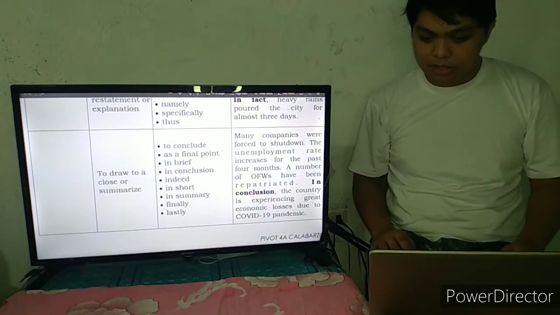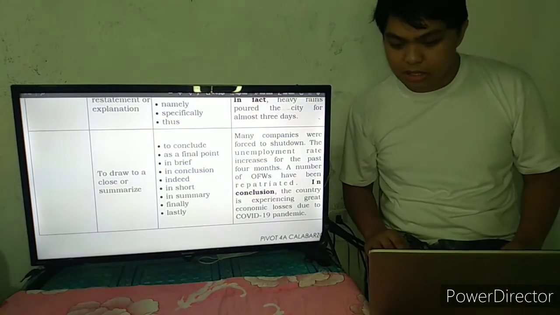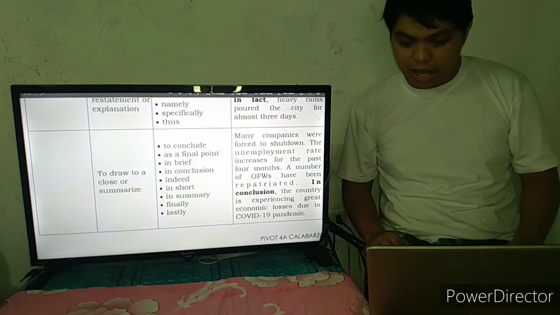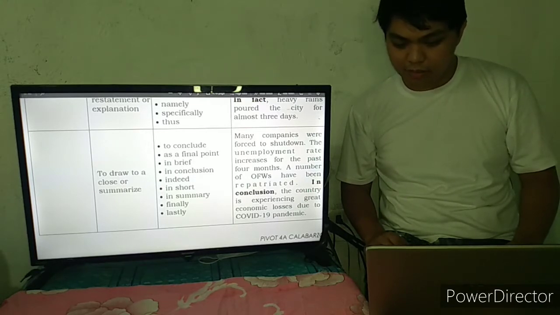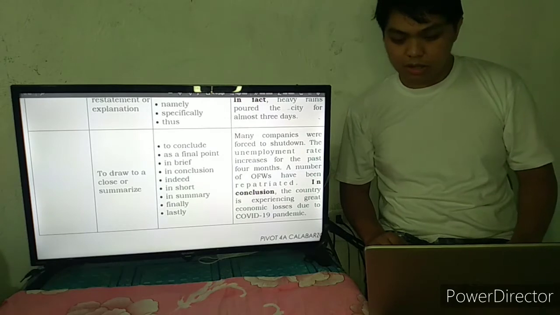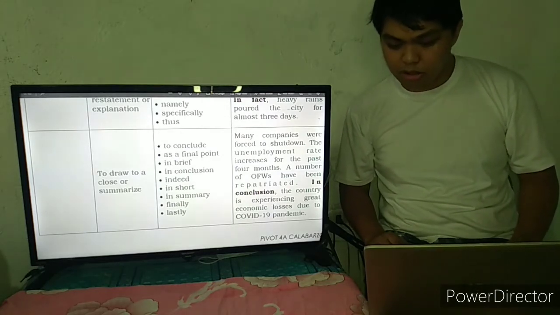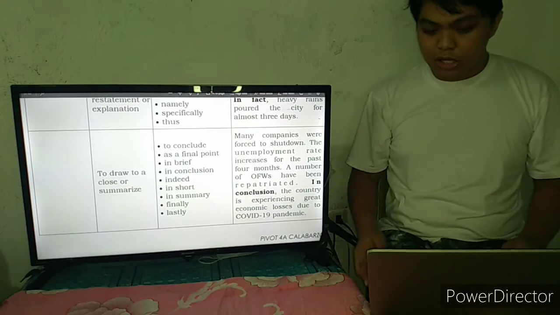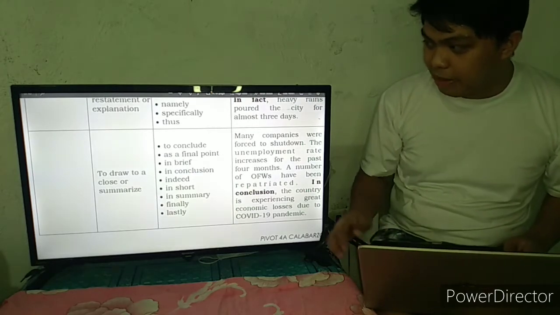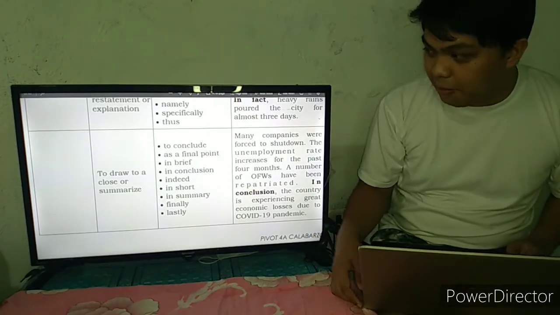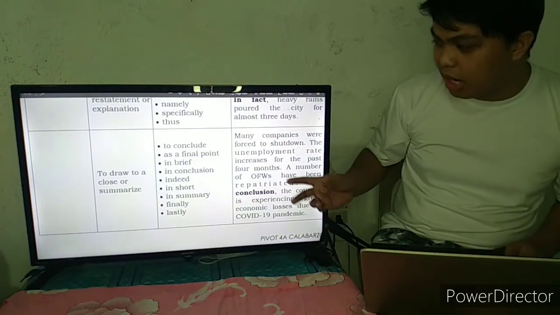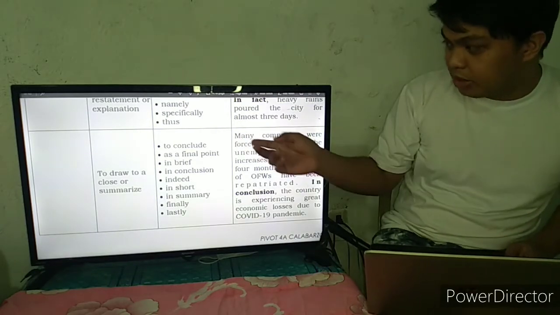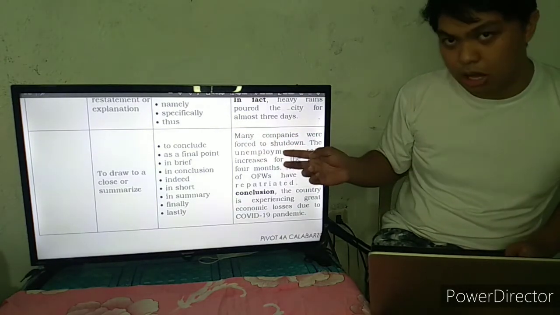So, for example ng sentence is, many companies were forced to shut down. The unemployment rate increased for the past 4 months. A number of OFW have been repatriated. In conclusion, the country is experiencing great economic loss due to COVID-19 pandemic. So, mapapansin natin sa paggamit natin ng additives na to summarize or to close a given idea, meron siyang mga causes. Many companies were forced to shut down.